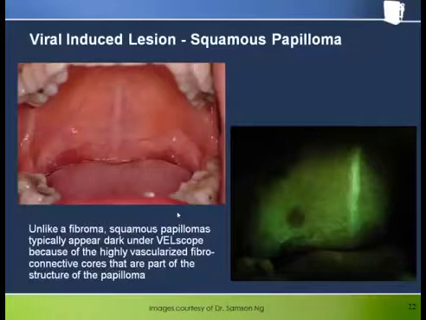Squamous papillomas are an interesting illustration of some of the concepts we've learned so far. The structure of the papilloma involves highly vascularized fibrous projections which are thrust up toward the surface of the mucosa. The blood absorption in these highly vascularized projections leads, quite logically, to a loss of fluorescence.